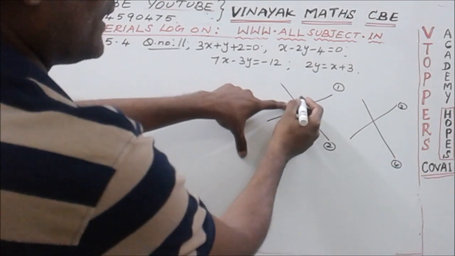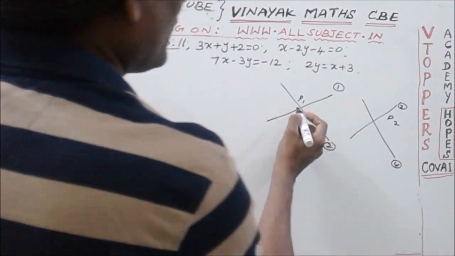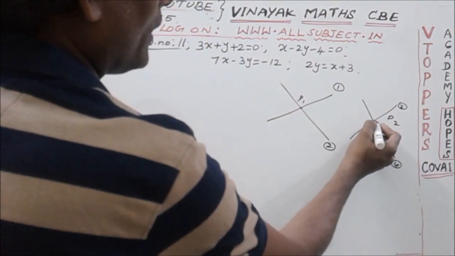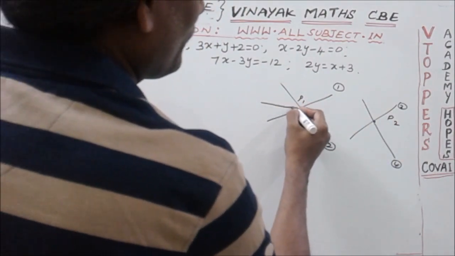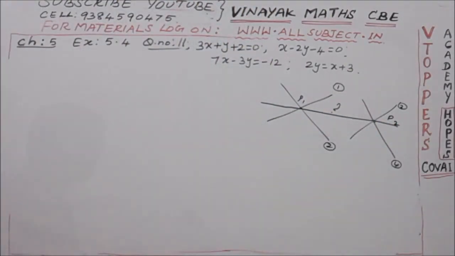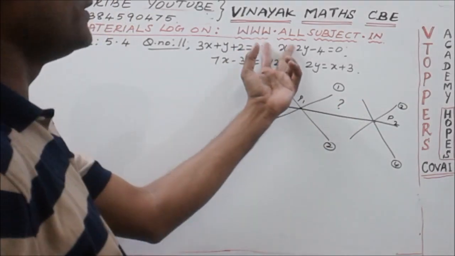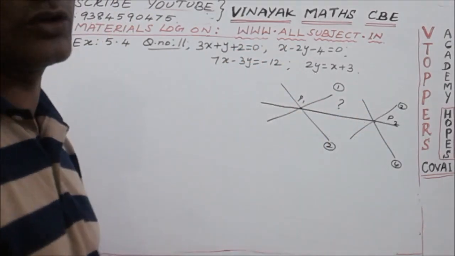They intersect at P1 and these two intersect at P2. Now our required line passes through P1 and P2. We should find the equation of the line. This is our required line. That is, our required line passes through the point of intersection of the first two and the next two lines.